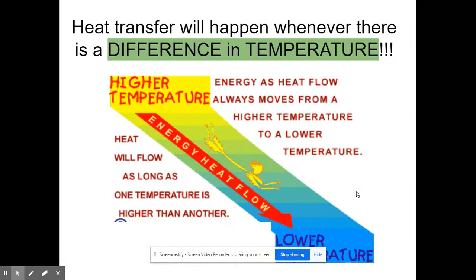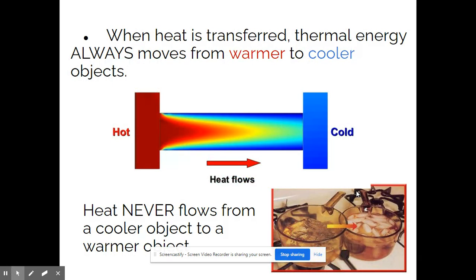So heat transfer will happen whenever there is a difference in temperature. Energy as heat flow always moves from a higher temperature to a lower temperature. You also know this is the same for air pressure. It goes from high to low. So heat will flow as long as one temperature is higher than another. When heat is transferred, thermal energy always moves from warmer to cooler objects. Heat never flows from a cooler object to a warmer object.